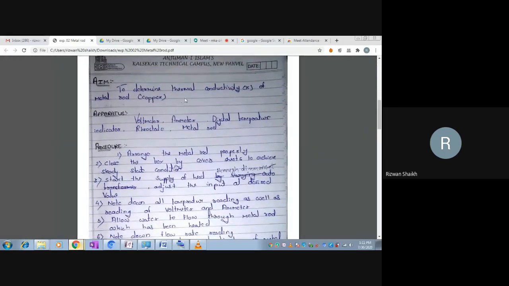The aim of the new experiment is to determine the thermal conductivity of a metal rod. Last time we had seen the experiment on the composite wall. So composite wall and metal rod are the two experiments which fall under steady state condition. It means that whenever we perform these two experiments, we have to wait for a certain interval of time so that steady state condition is reached and the temperature does not change with time.